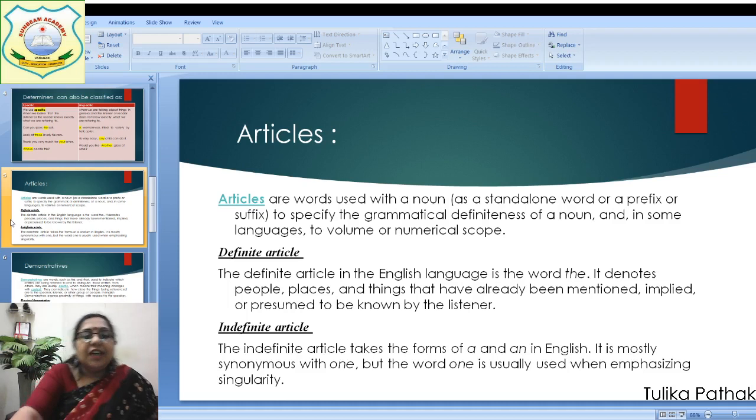Indefinite article. The indefinite article takes the forms a and an in English. It is mostly synonymous with one, but the word one is usually used when emphasizing singularity. When do we use a? With a consonant sound, and an with a vowel sound. A, E, I, O, U are vowels, isn't it?